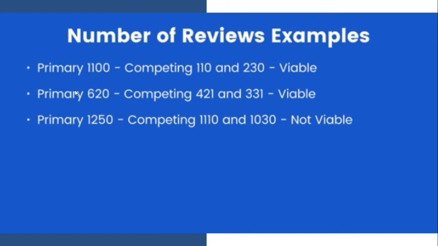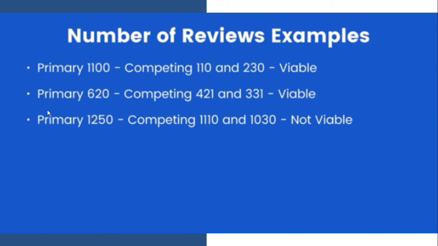If your primary product has, like, 620 reviews and below, okay, these are numbers I've just given, so don't take it like it has to be 1,100. No, this is like figures I'm giving. It's like an example I'm giving. So if you look at the figures, the primary has a high figure, the first competing has a lower figure, the second competing has a moderate figure. All right, so if your primary product has 620 reviews, and then your first competing has 421, and then your second competing has 331, something like that, and 421 and below, that's also viable.